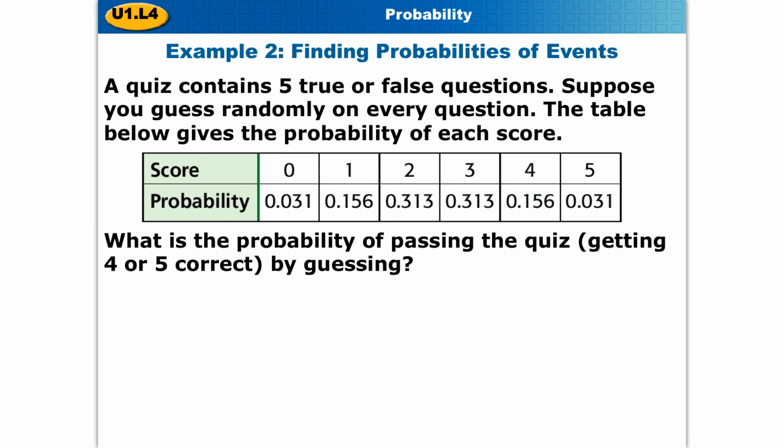This one says, what is the probability of passing the quiz? And their definition of passing is getting 4 or 5 correct. So we're going to add up 4 and 5. So 0.187 or 18.7%. So the probability of guessing on a 5-question true or false quiz and getting a 4 or 5 is 18.7%. Looks like you're better off studying and not relying on probability to get an A or a B.